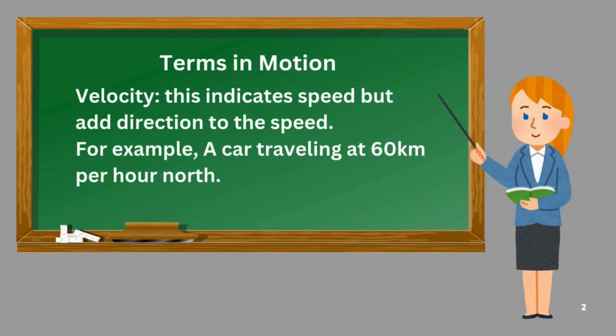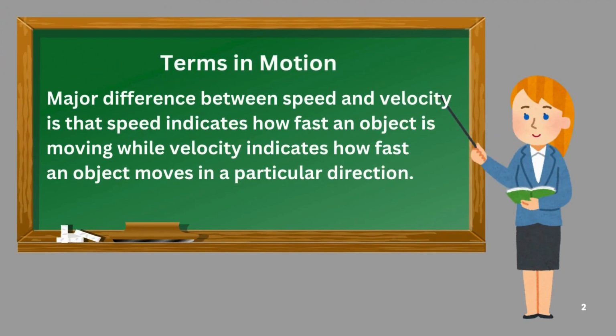Velocity also indicates speed, but adds direction to the speed. For example, a car traveling at 60 kilometers per hour north. And remember, the major difference between speed and velocity is that speed indicates how fast an object is moving, while velocity indicates how fast an object moves in a particular direction.